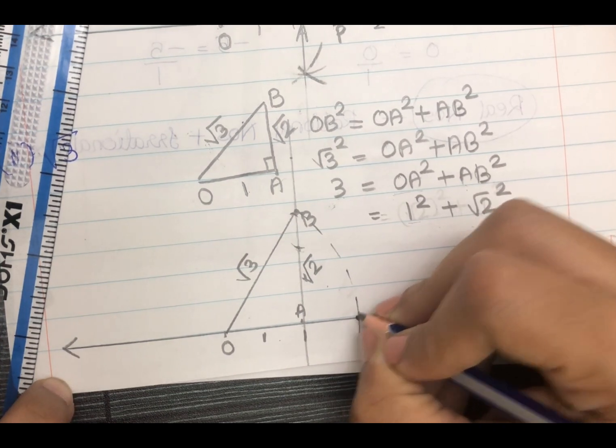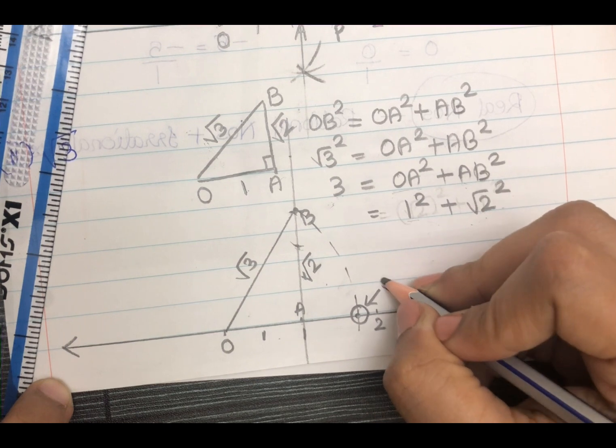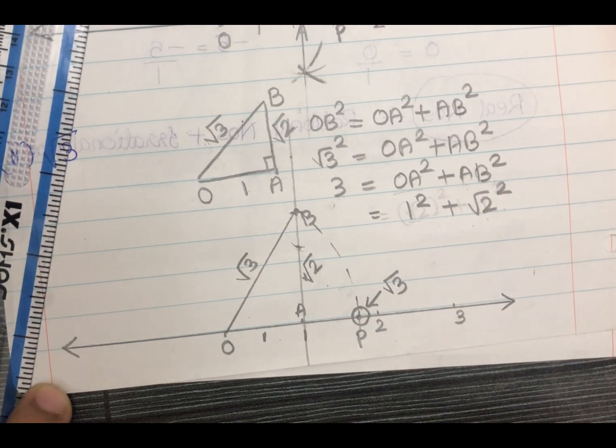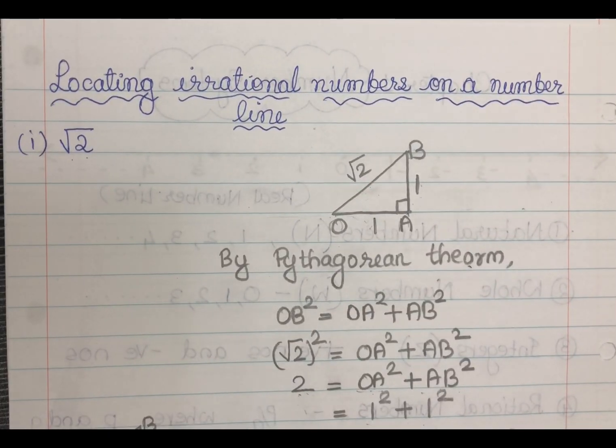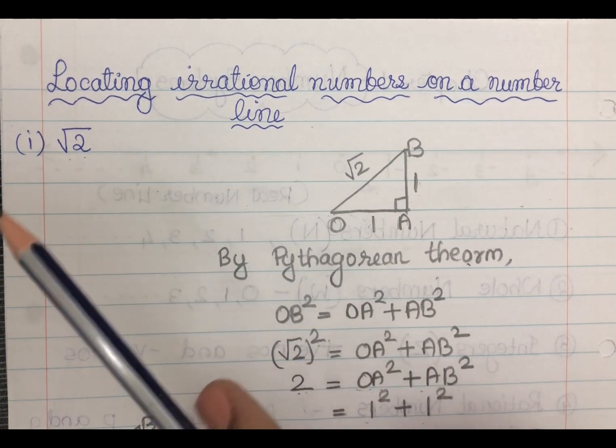So this is root 3 on the number line. I'll brief it again: location of irrational numbers on a number line.